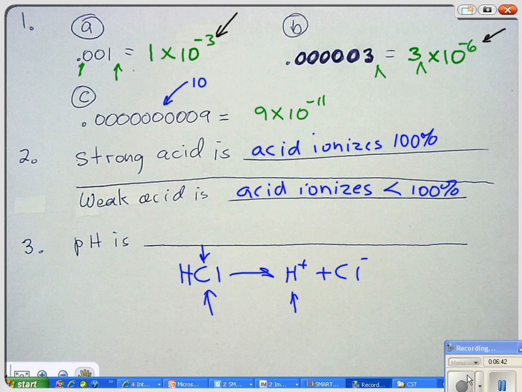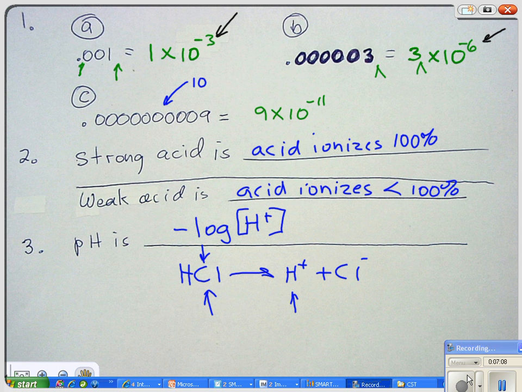And what is pH, Ella? A negative logarithm of the hydrogen ion concentration. Okay. This guy is the negative log of the H plus concentration. And that's where we're going to get into some really interesting stuff that you're going to see in just a minute.